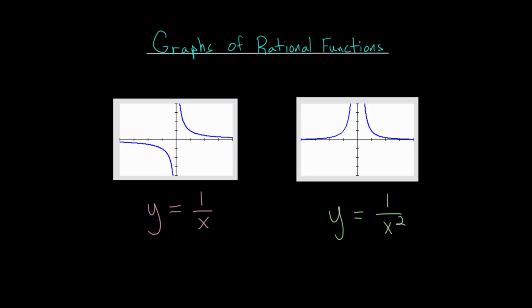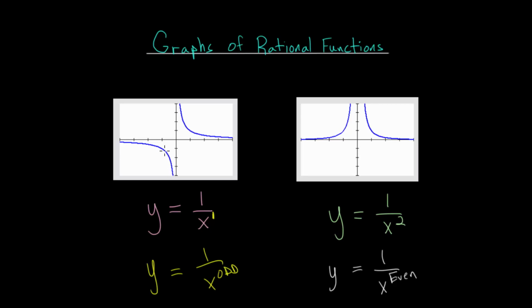So what I want to show you in this video is that when you have y equals 1 over x to any odd power, it's going to look very similar to this graph of y equals 1 over x, since this is 1 over x to the first power, the first odd integer. And likewise, when you have y equals 1 over x to any even power, it's going to look very similar to the graph of y equals 1 over x squared, since x squared is the lowest even power.